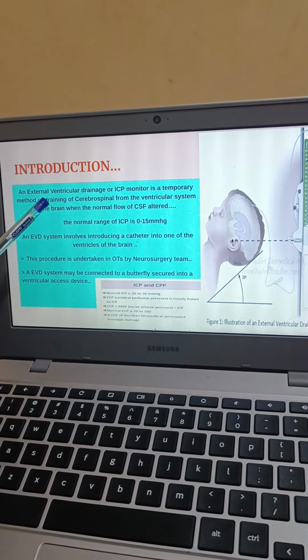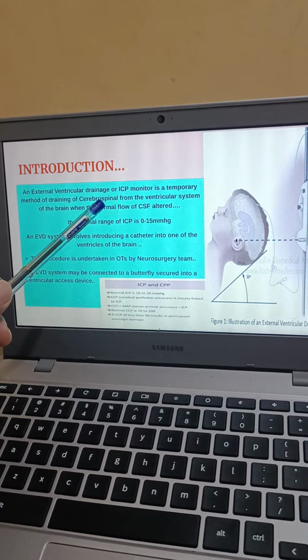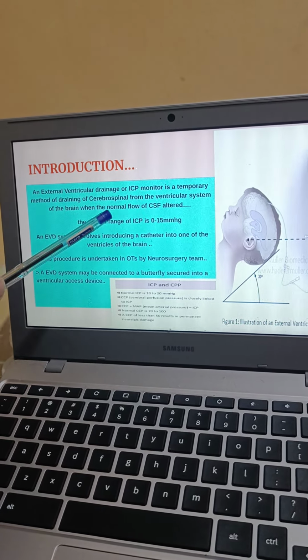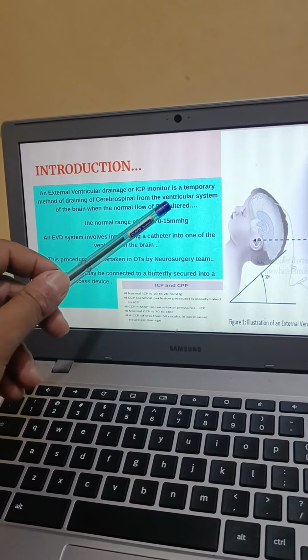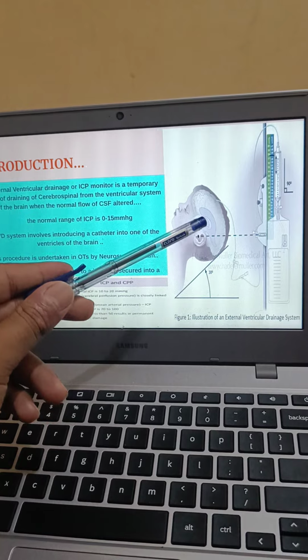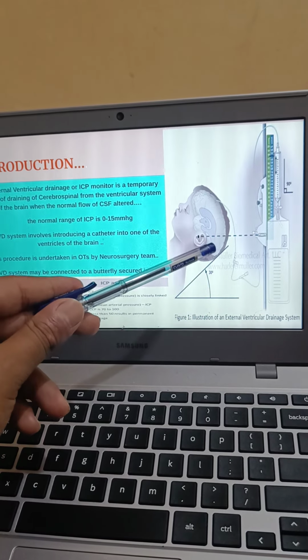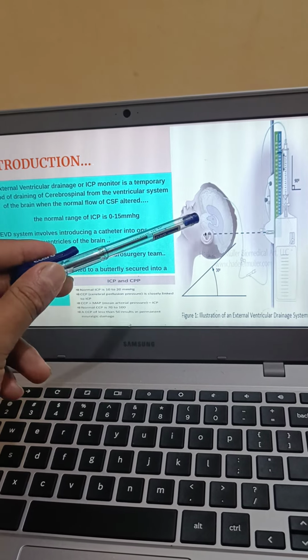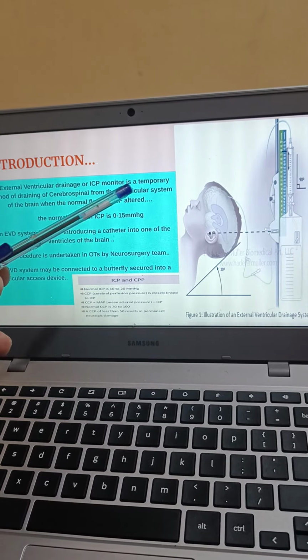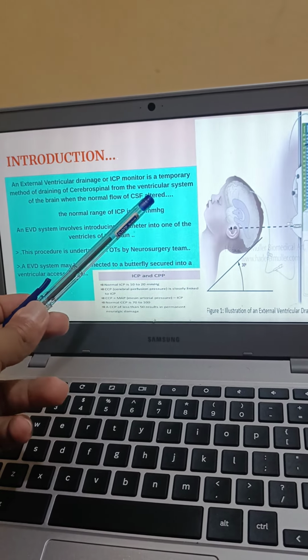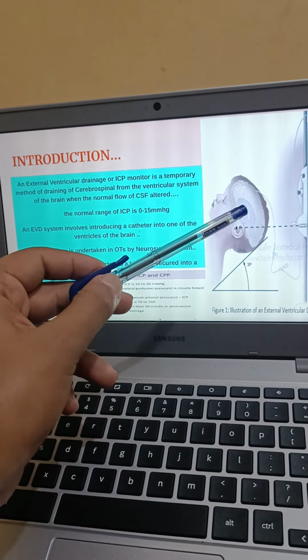It's a temporary method of draining cerebrospinal fluid from the ventricular system of the brain when the normal flow of CSF is altered. In some cases, because of intraventricular hematoma, hydrocephalus, trauma, injury, or brain tumor, the flow will be altered, or there will be hypersecretion of CSF. In those cases, they usually prefer to go for EVD.